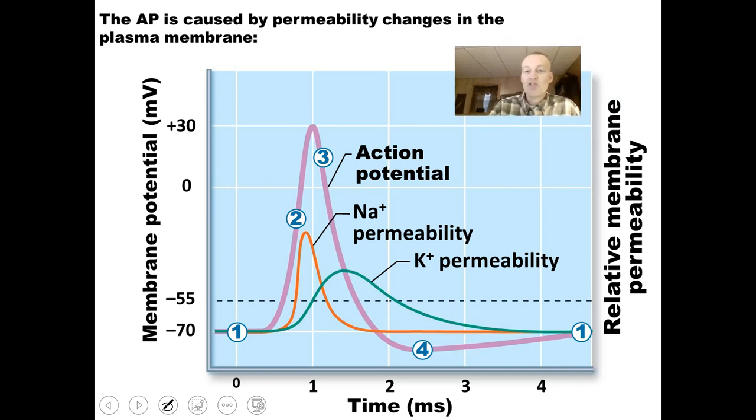So just to show you a little bit more here, when those voltage-gated sodium channels begin to work, sodium floods the interior of the cell, thus causing the charge to become positive. When the voltage-gated potassium channels open up and work, potassium is going to leave the cell, and it's going to cause the cell to become more negative because you're losing positive charge.